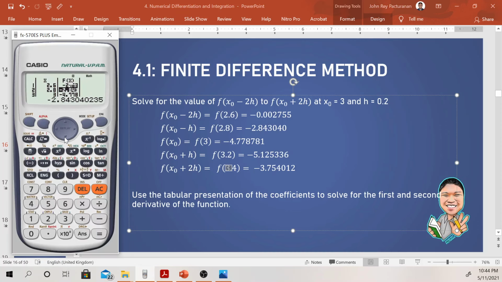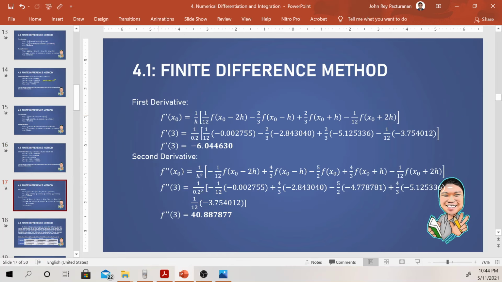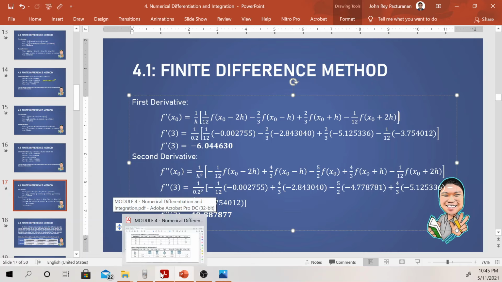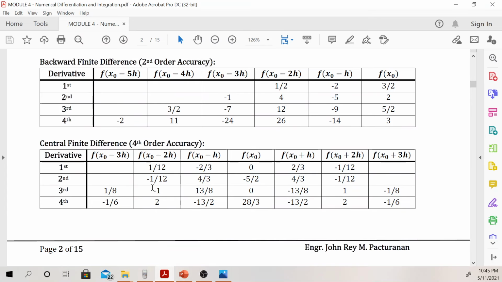For 2, ito. So, check natin kung pare-parehas. Yes, tama siya. So, good. Wala tayong problema sa calculation. So, use the tabular presentation again of the coefficient to solve for the first and second derivative of the function. So, yung central, ito na yung formulas niya. And again, we can check that, no? Wait lang. We can check the values, class, using this table.